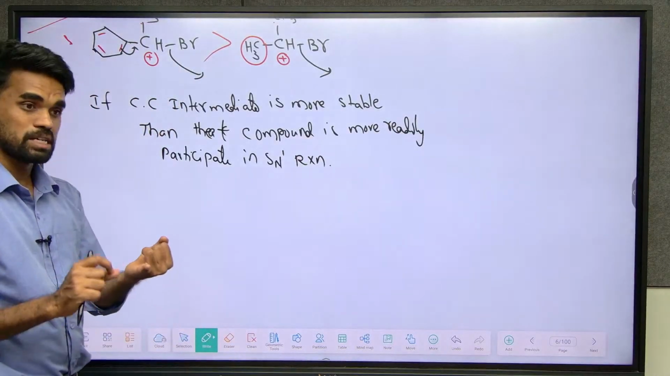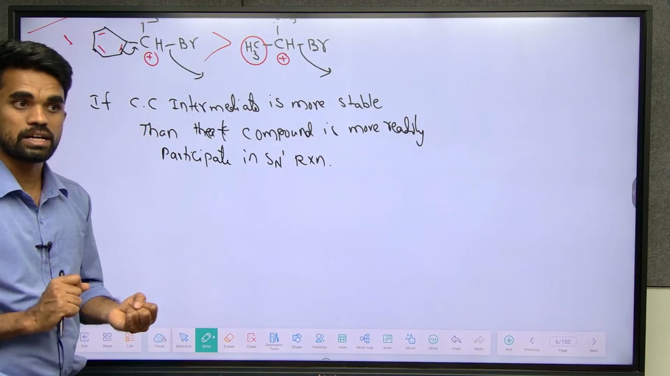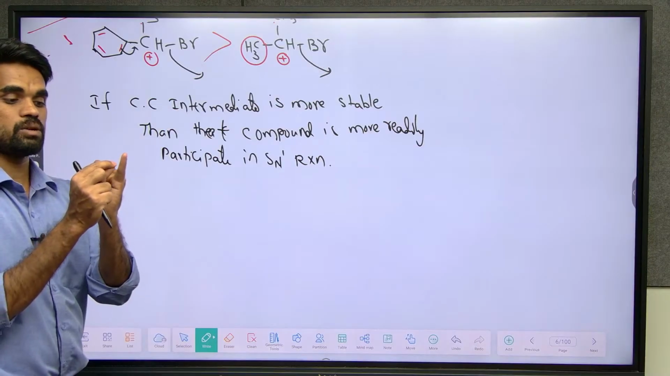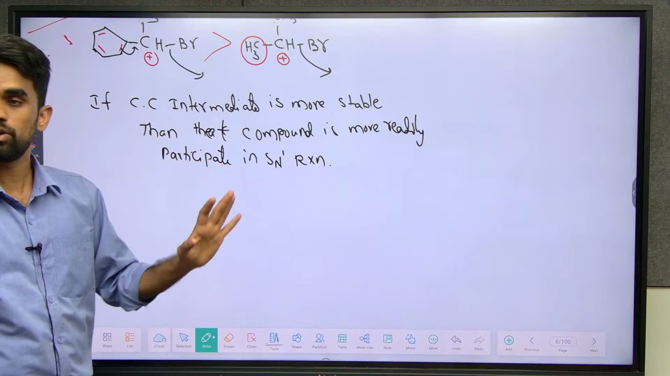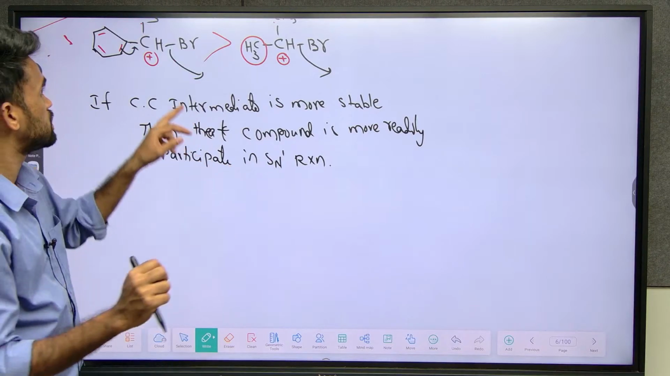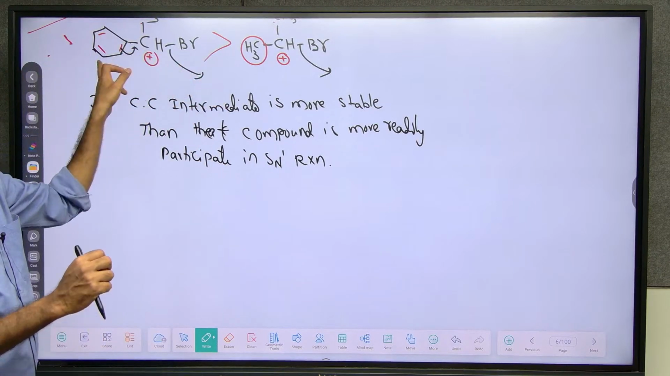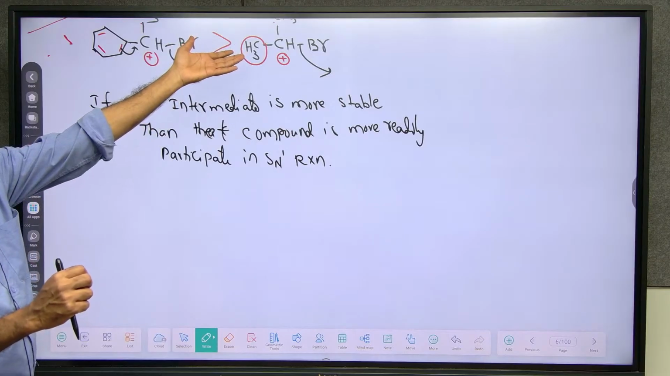See, that's why when I was explaining inductive effect, mesomeric effect, I told you, if you know inductive effect, mesomeric effect, hyperconjugation, you will solve maximum questions without knowing their names also. Why? Because if you know the stability order between these two carbocations, you can decide the reactivity order.